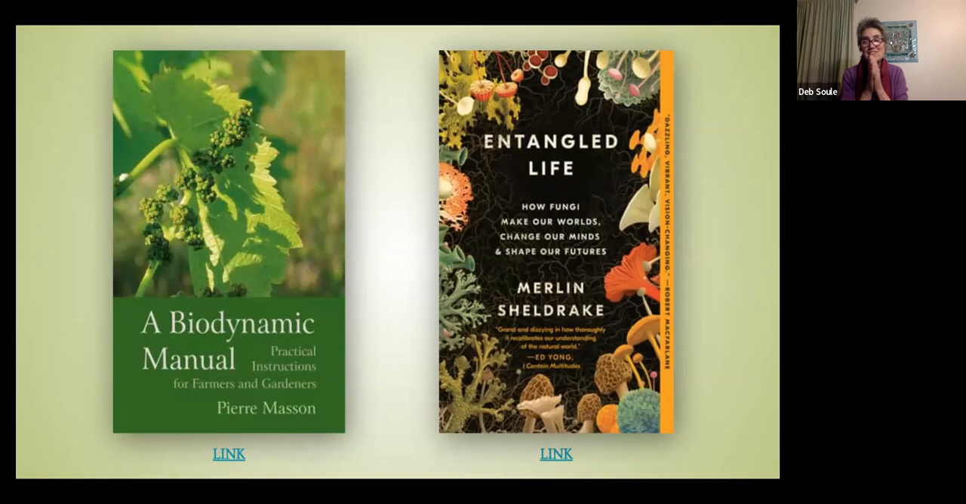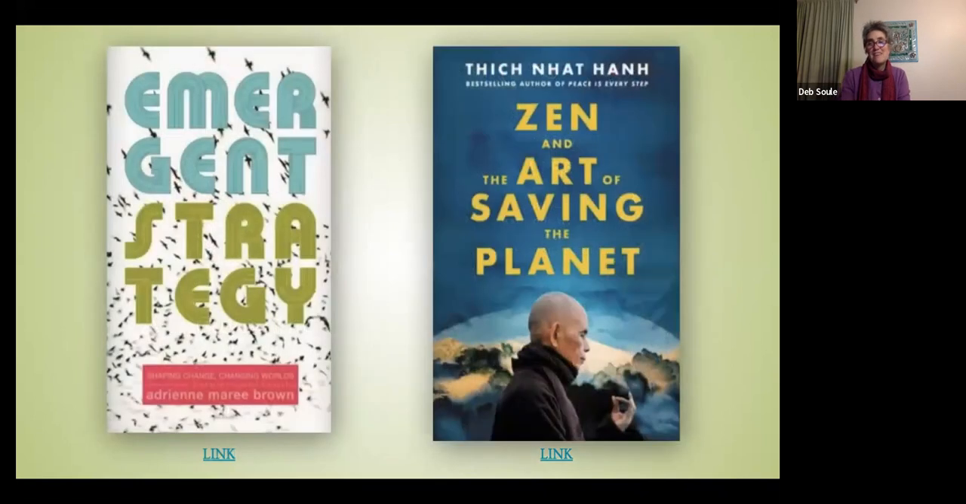And then Merlin Sheldrake's book, Entangled Life. This book came out last year, and my partner has read the whole book. I've read parts of the book, and he's a really smart human being and very inspirational in helping us really understand the complexities of the fungal world. So both Michael Phillips and Merlin Sheldrake are gifts to us.